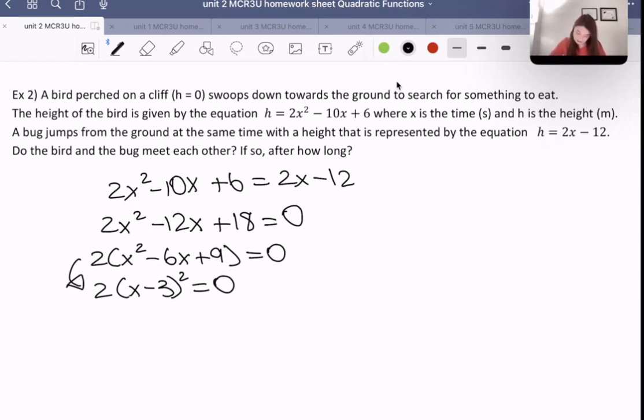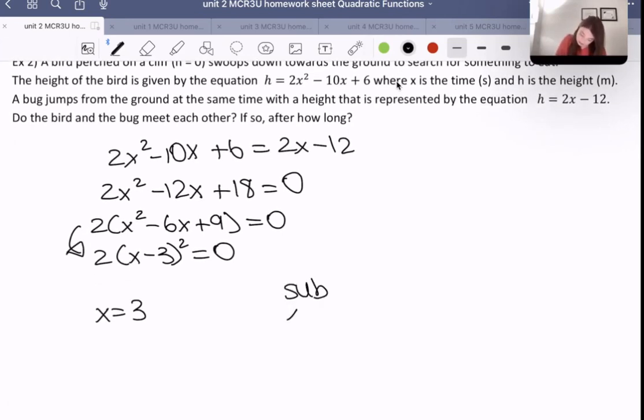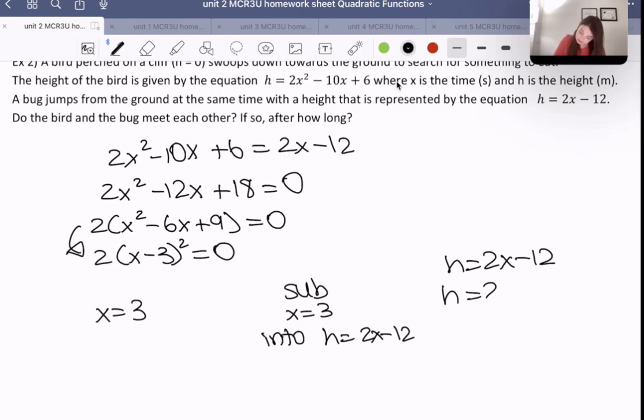Then the next step here is to say, okay, well, what's the answer? The answer would be x equals 3 would be our solution here at this point. Now, in this case, there's only one solution, right? Because it ended up being a perfect square, so just one solution instead of 2. And then, of course, we need to sub x equals 3 into h equals 2x minus 12. So h equals 2x minus 12 means that h equals 2 times 3 minus 12, which means that h is equal to negative 6.